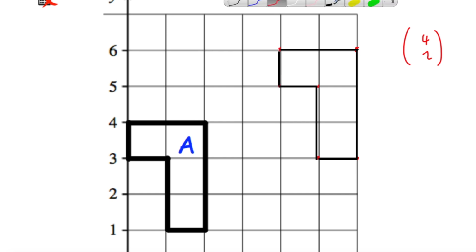And let's label it. We need to label it B, so that's B. And actually I'm just going to move one of the lines. This line here, I'm just going to move in a bit. So that's it. That's the shape B. We've translated it by the vector (4, 2): 4 squares to the right and 2 squares up.